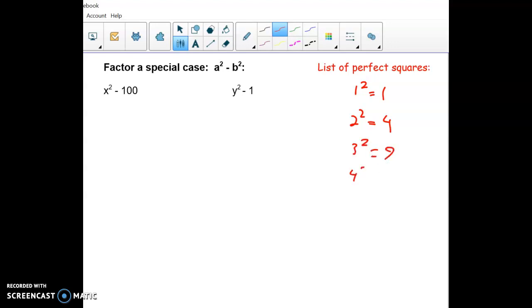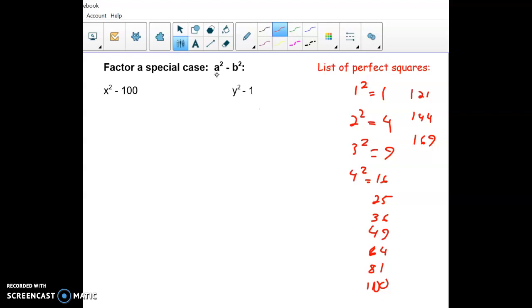All right, so 4 squared is 16. And then I'm just going to start listing 25, 36, 49, 64. I'm going to skip 64, 81, 100. And then 121, 144, and 13 squared is 169. Right? So those are helpful in identifying that it's square minus square.